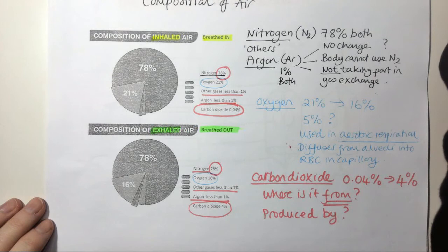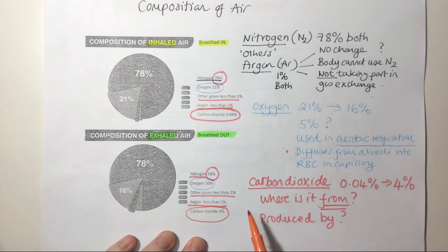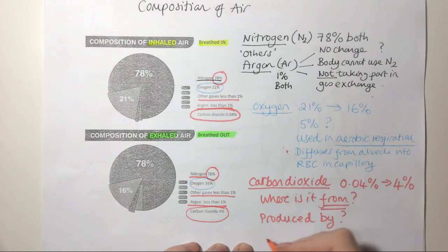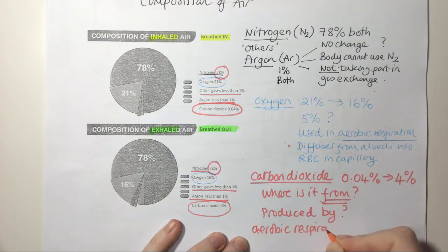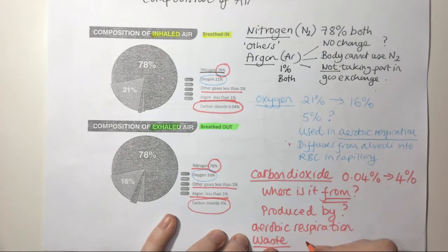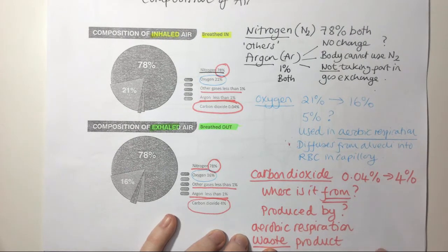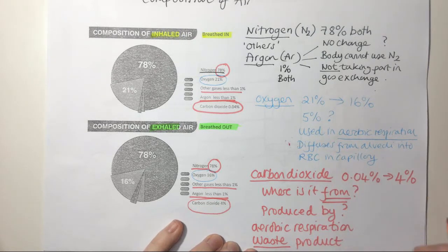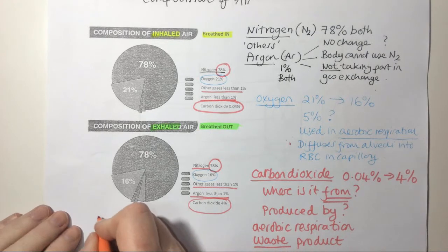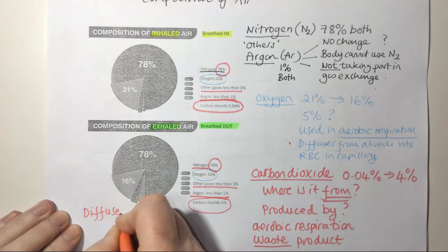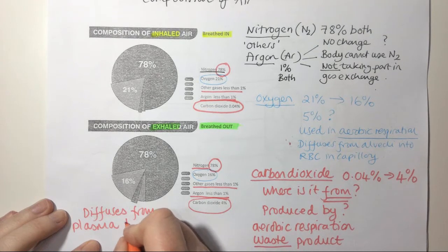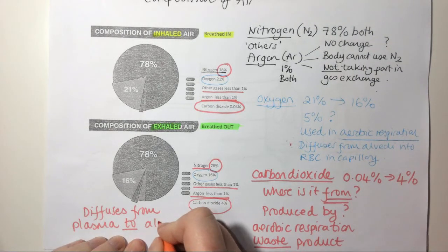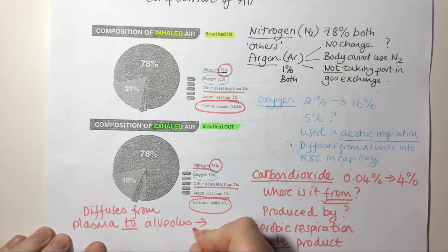It means that that carbon dioxide must be produced by the process of aerobic respiration. And it's a waste product. That means you don't need it. In fact, it becomes toxic if it builds up. So what's happened to it? Well, it's diffused across. The carbon dioxide diffuses from the plasma, which is the liquid of the blood, to the alveolus, and then it is breathed out.